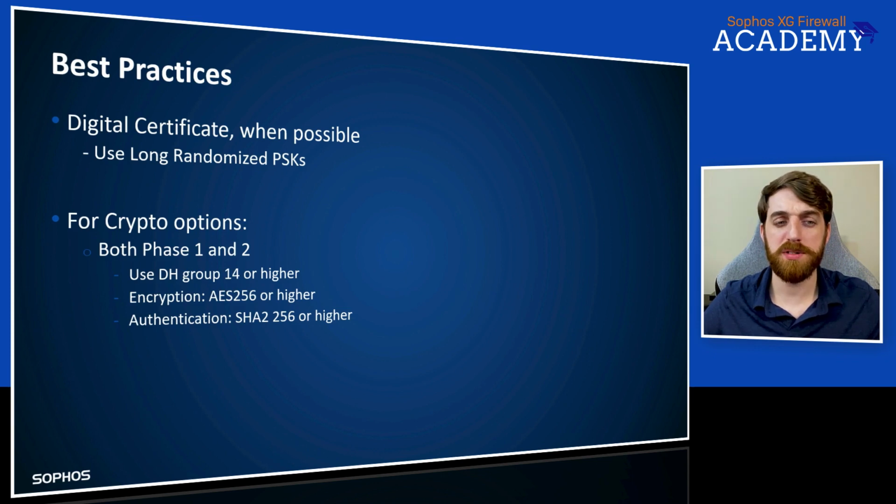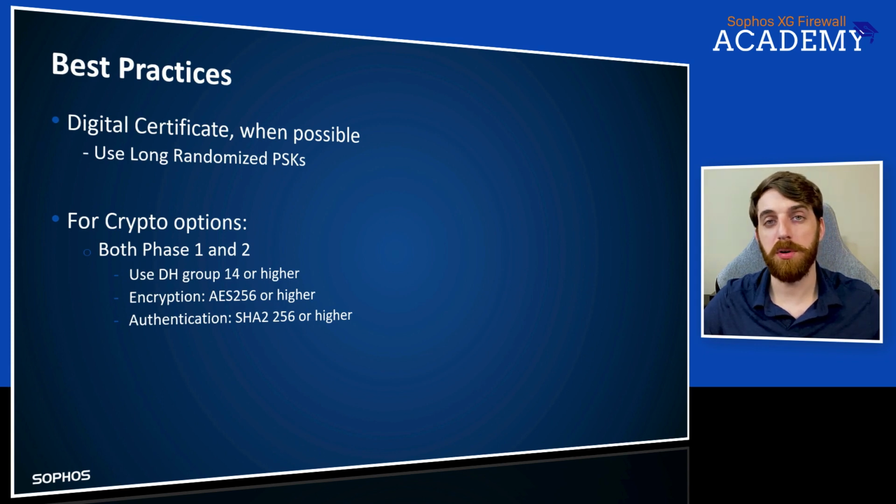For crypto options, a lot of people just go and configure and utilize whatever the default is. In Sophos, that's correct, as we use what I consider is the best practice for the cryptography settings. Using DH group 14 or higher. Higher isn't always better, as some of the encryptions are less, but in a general sense, it is. I would just suggest saying 14.